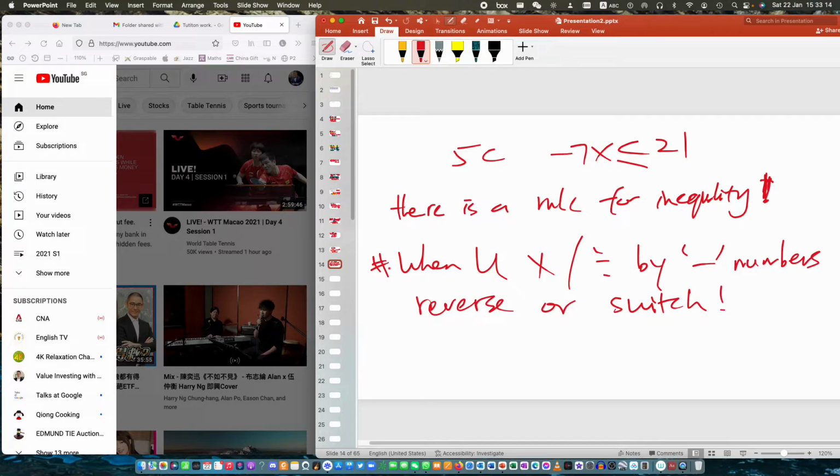Wait, you don't understand the English? When you times or divide by negative number, the sign must switch or reverse. Okay, good. Can you repeat this statement 1 or 2 more times so that it sinks into your mind? You need to digest. When you times or divide by negative number, reverse or switch the sign.